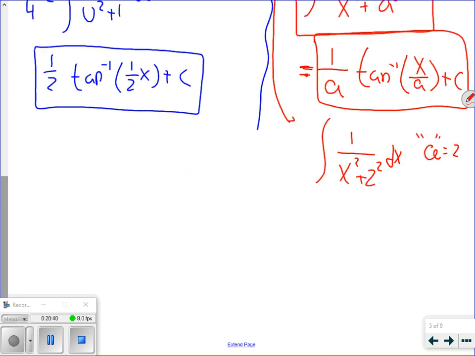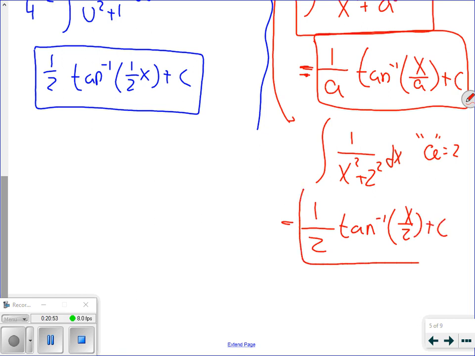So if you understand and can recognize the identity, this is equal to 1 over a, or 1 over 2, tan inverse of x over a, or x over 2, plus c. And again, this type of equation pops up so much with integration that it's worth making that note. And notice, we got the same answer as before, but now we just know the shortcut for that. Okay.